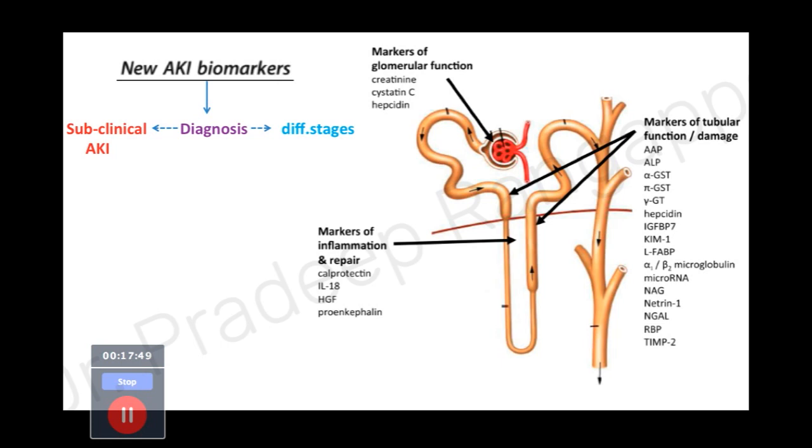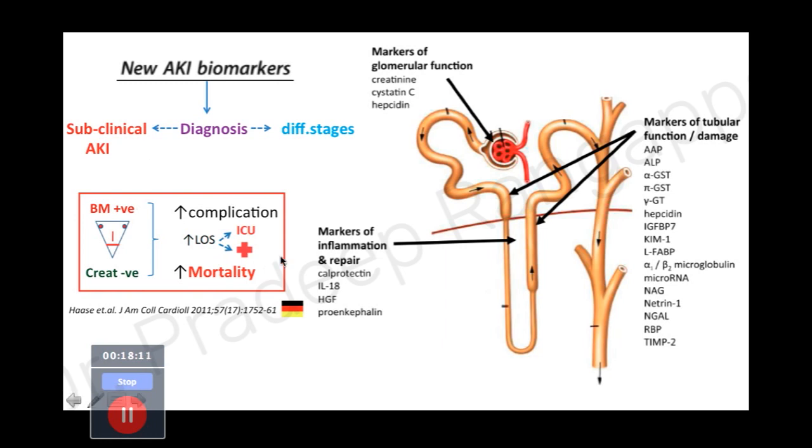Which means creatinine may be normal and blood urea may be normal, and maybe urine output also may not have gone to oliguria or anuria. But by doing these biomarkers we may be in a position to pick up AKI much earlier on, before a complete manifestation happens. So that is the advantage of these biomarkers.